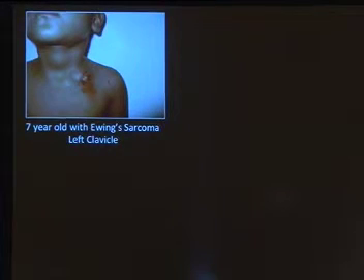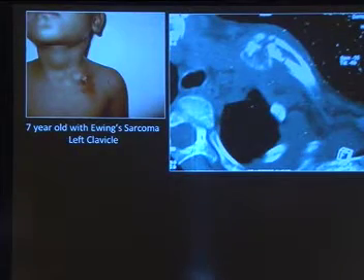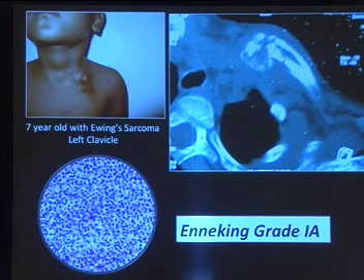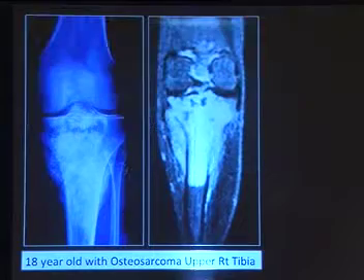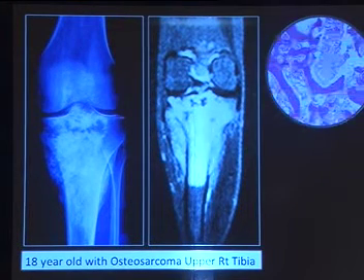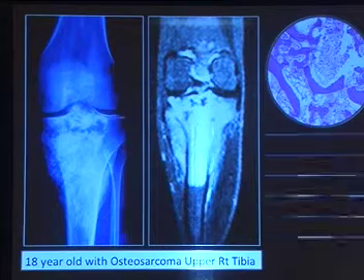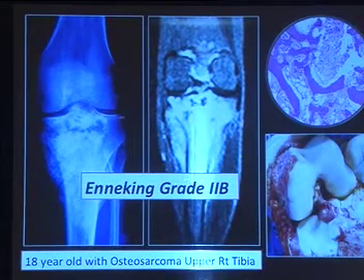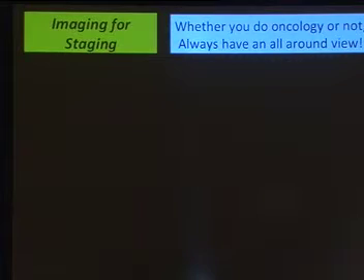So this is a 7-year-old boy, Ewing sarcoma of the left clavicle. That is the CT scan showing the tumor is still contained within the compartment. That was his picture on histopathology, and therefore this was a low-grade tumor. This was an Enneking grade 1A. As against this patient, 18-year-old osteosarcoma of the upper tibia, where the tumor was going extracompartmental, pretty high grade. And of course, when you open the specimen, you see the tumor was going into the joint through the anterior cruciate ligament. This was Enneking grade 2B. So this is important, that you know the stage of the tumor before you attempt any limb salvage surgery.